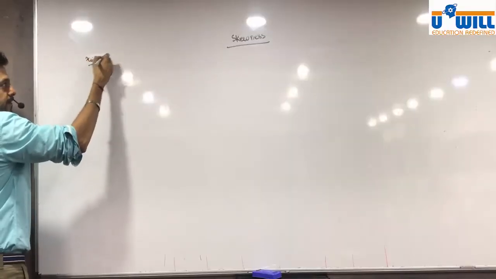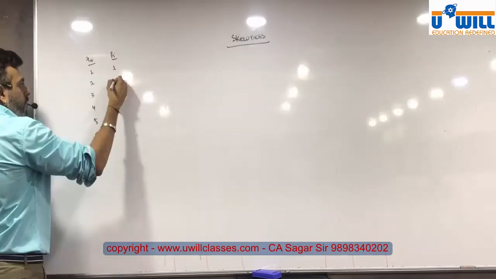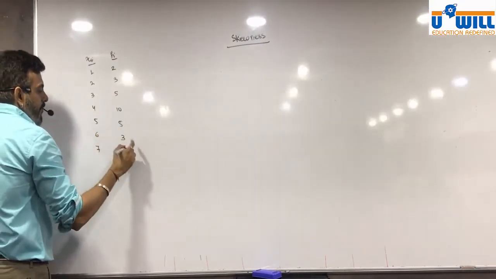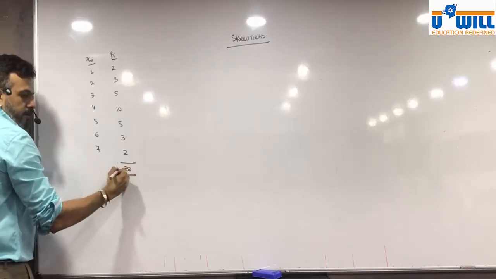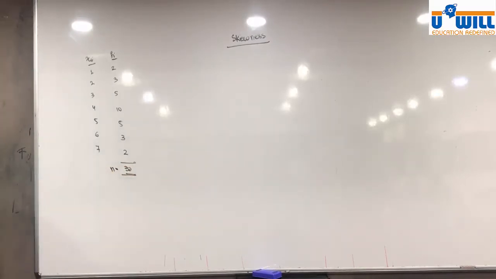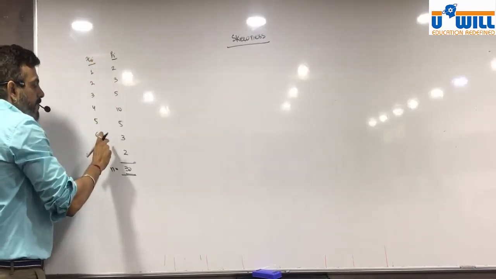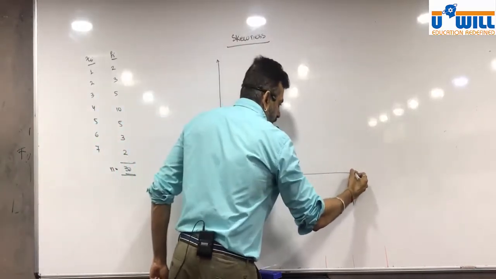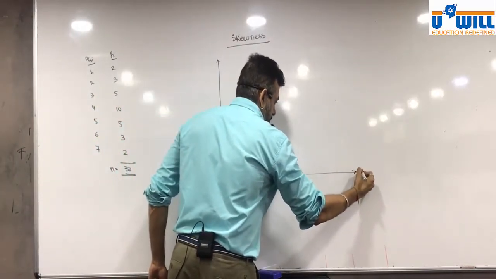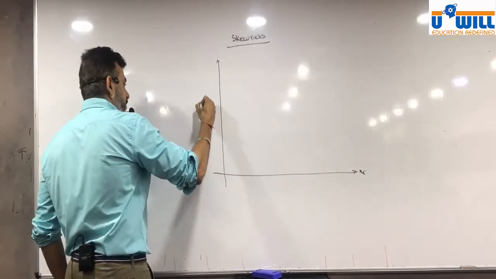You have variable xi and you have frequency fi. Now 2, 3, 5, 10, 5, 3, 2. Total is 30. Okay, now if I put this frequency distribution in a graph where I take xi variable over here and fi frequency over here.